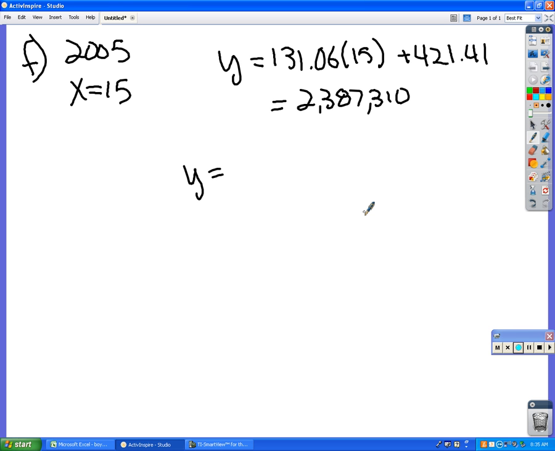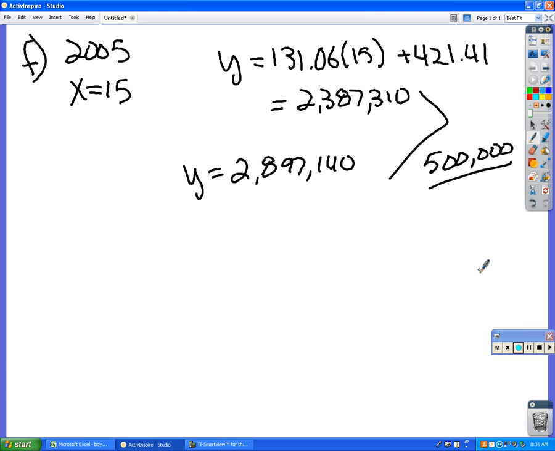Okay? How about if you plug it into the other one, the quadratic? Did anybody get that answer? 2,897.14. Okay, so those are your two different things. How different are the estimates about? They're off by about 500,000, which is a significant number of kids, okay?